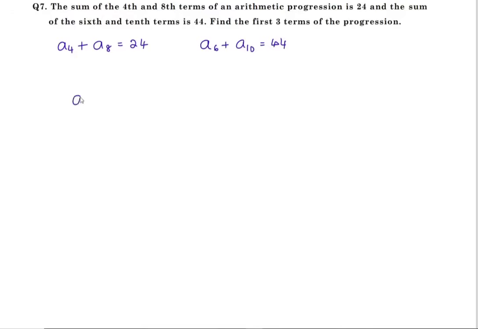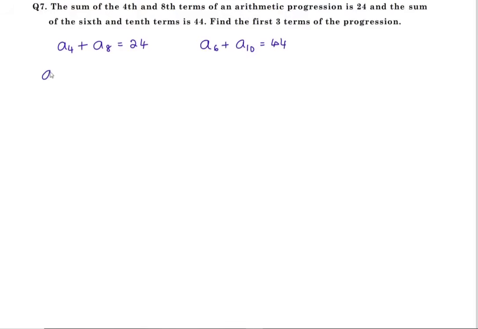How? A4 is, by the general form, A plus 3D. In the same way, what is A5? A plus 4D. If I need to find the 12th term, that is A plus 11D. What is A6? A6 is A plus 5D. What is A10? A plus 9D. What is A8? It is A plus 7D. So substitute the values.